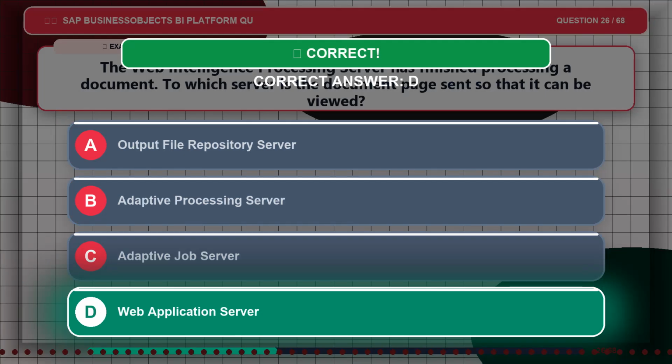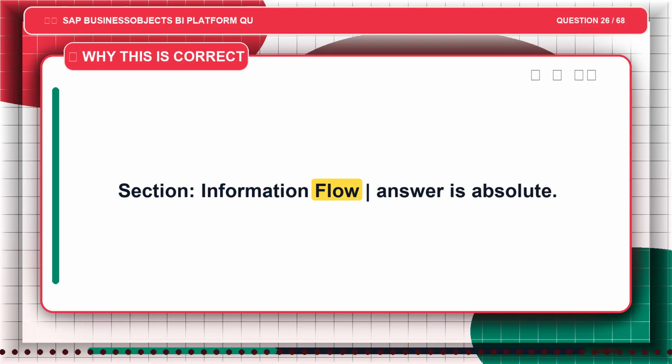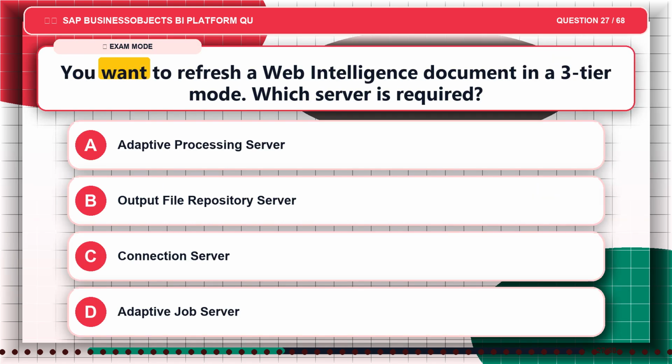The correct answer is option D, Web Application Server. Section, information flow. Question 27. You want to refresh a Web Intelligence document in a 3-tier mode. Which server is required? Option A, Adaptive Processing Server. Option B, Output File Repository Server. Option C, Connection Server. Option D, Adaptive Job Server.